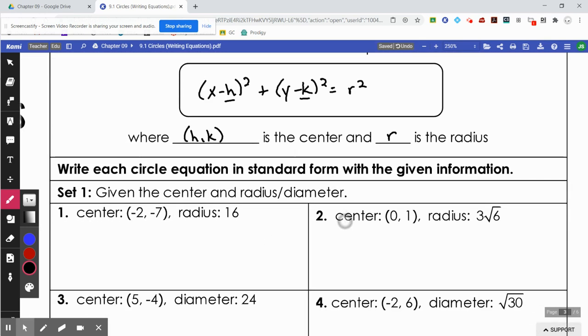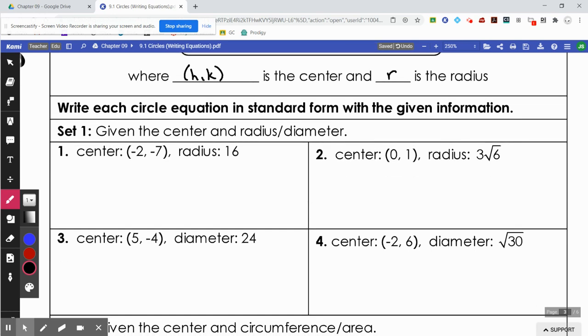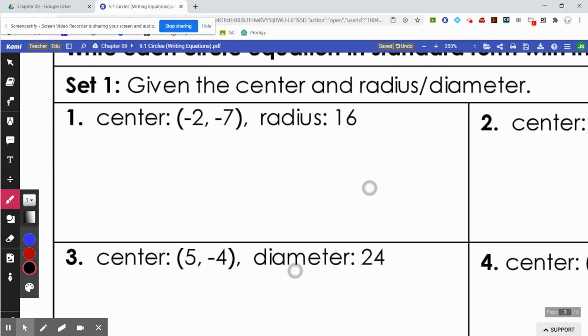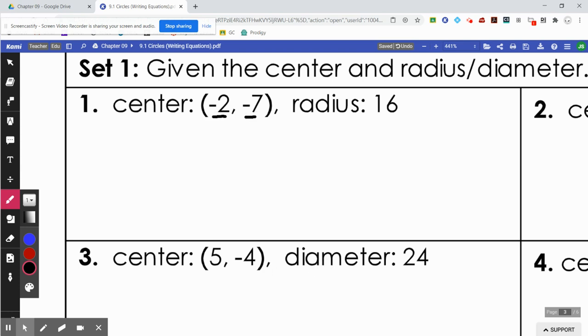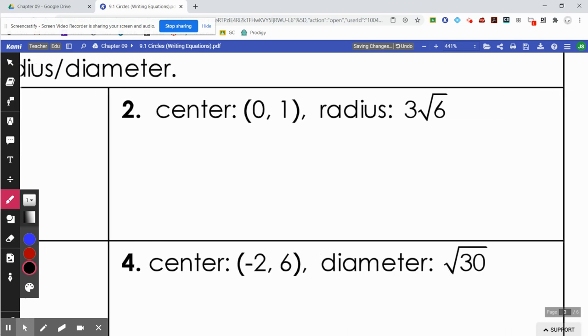So write each equation in standard form with the given information. So we're just doing this backwards. So if our center has been shifted left 2, down 7, that would be x plus 2 and y plus 7 would be your transformation, and then equals r squared. If the radius is 16, that'd be 16 times 16, which is 256, and there's your circle. So doing the same thing, just backwards.